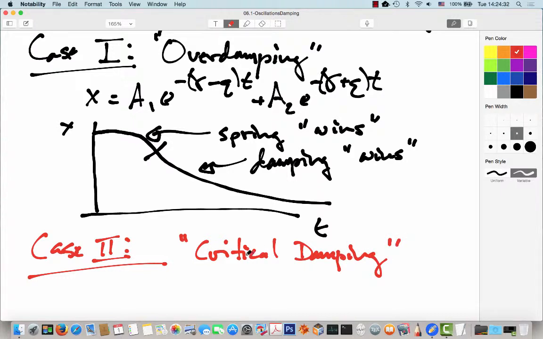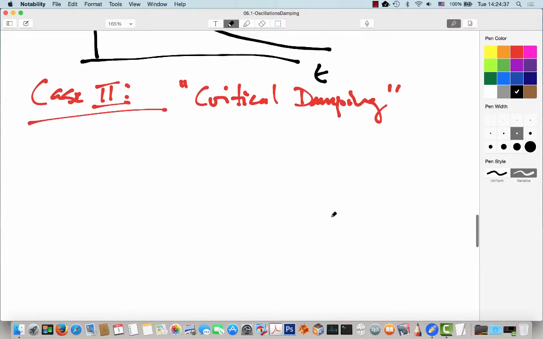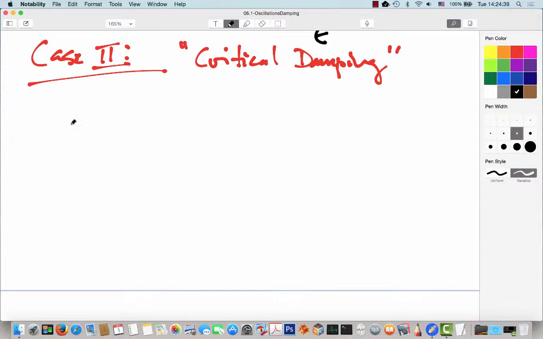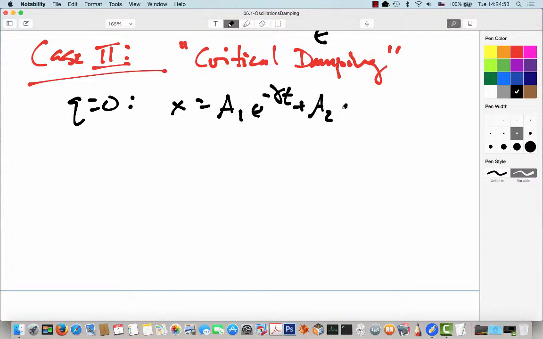Now, what's going on here? Well, we've got a little bit of an issue here. So here, Q is equal to 0. That means that when I put in Q being 0, my solution is a1 e to the minus gamma t plus a2 e to the minus gamma t. We can just call the sum a1 plus a2, b, e to the minus gamma t. And the problem here is that the solution is incomplete.